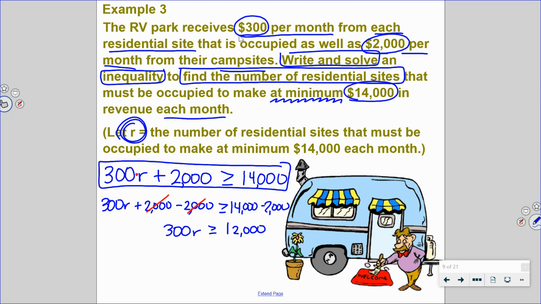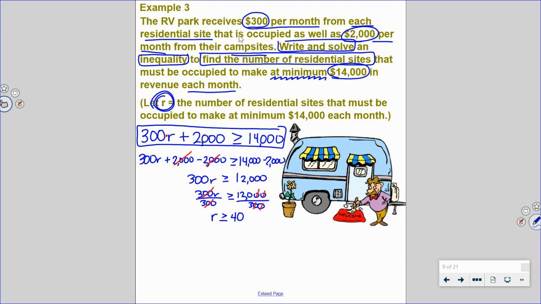$12,000 of revenue. But of course, we don't want 300 per site. Let's split up both sides into $300 sites. Noticing when we divide by 300, it is a positive, and therefore does not flip around our inequality sign. Go ahead and reduce by 10, or should I say 100, to make your division a little easier. And 120 divided by 3 is 40, which means the park must, let's see here, the park must rent out 40 or more, maybe I'll say at least this time.